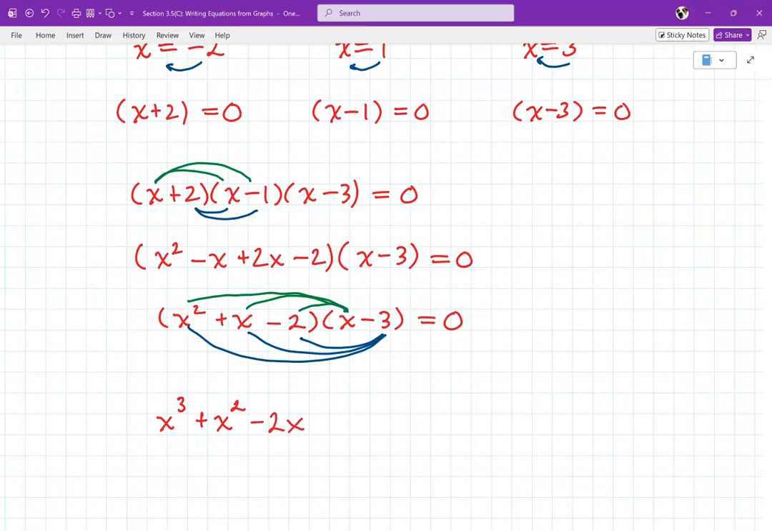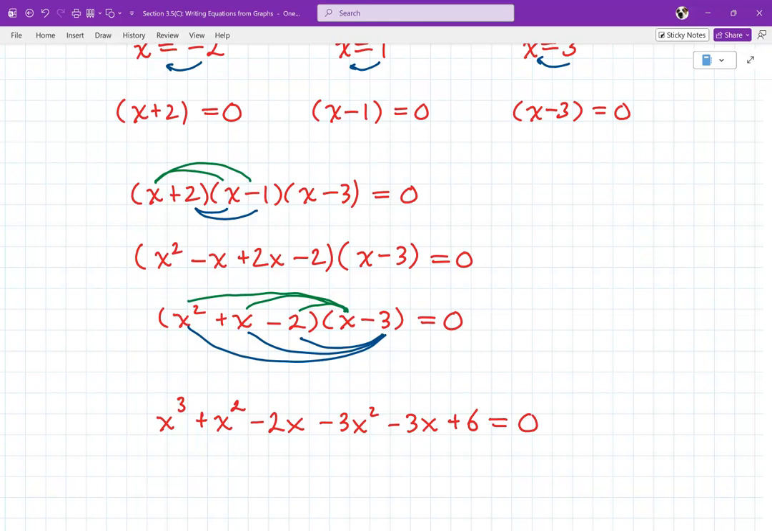So I just did the x part, the green lines. Now let's do the blue ones. -3 times x squared is -3x squared. -3 times x is -3x. And -3 times -2 is +6. And that's equal to 0.